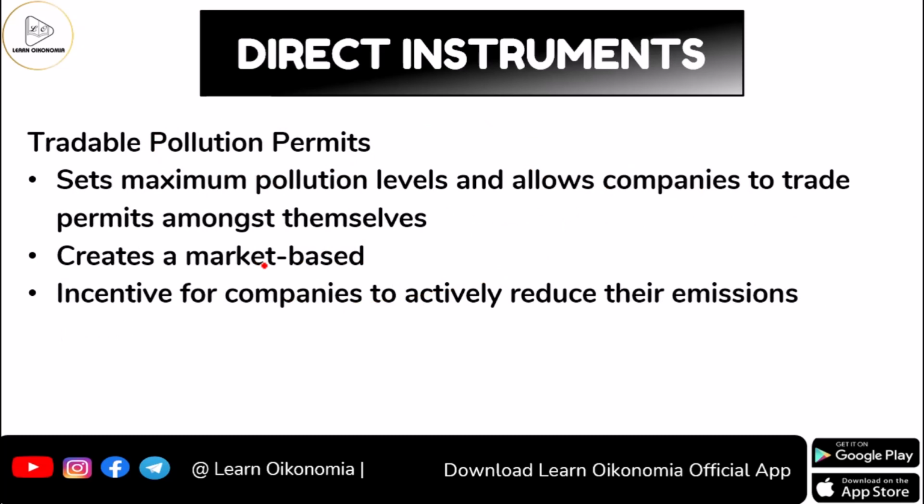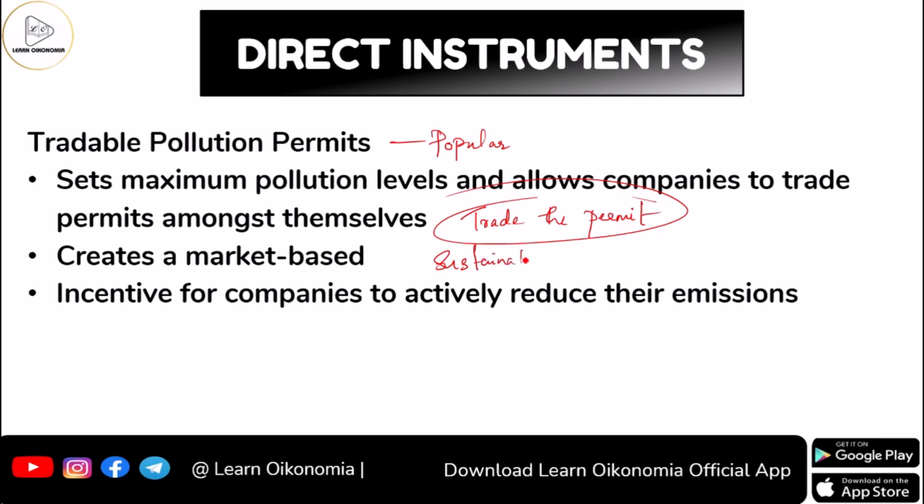Now, the next method is tradable pollution permits. This is one of the very popular ideas because it would be setting a maximum on the pollution levels, and you can actually trade this permit. So here you are reducing pollution, but you are not compromising your development. You can develop, and at the same time there would be a reduction in the pollution, and this is something that will ensure sustainable development.